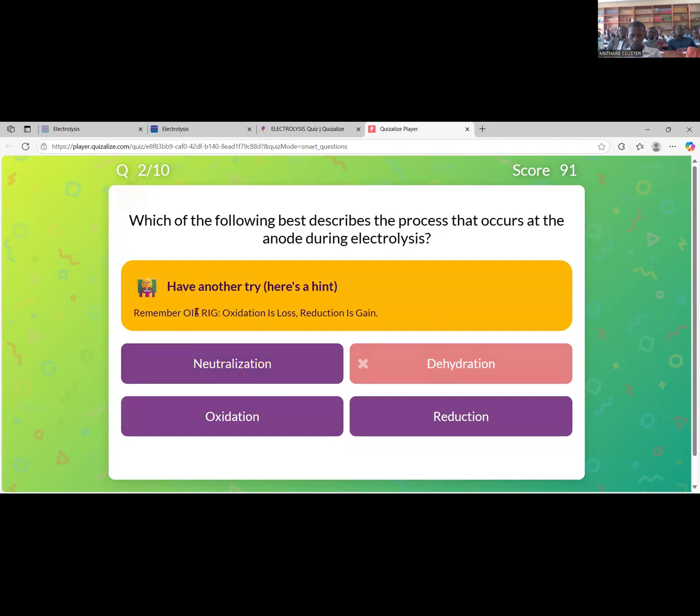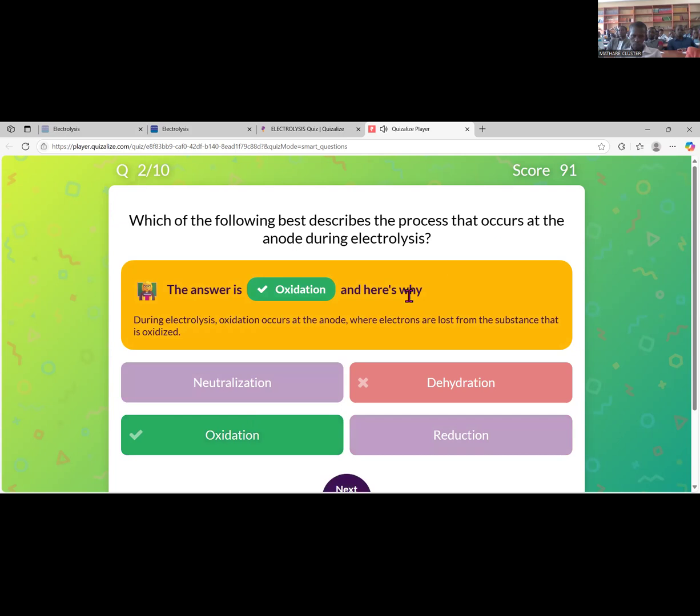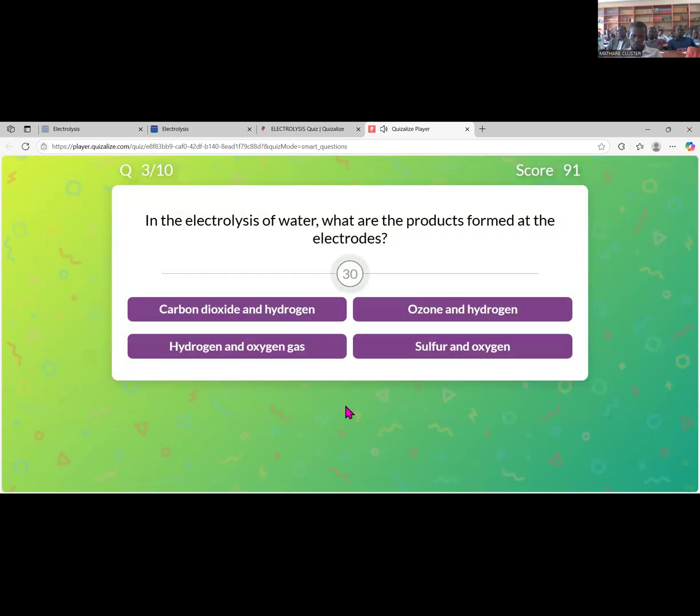Have another go. OIL RIG, oxidation is what happens at the anode? Cation is positive, cats go together. Anode must be positive. So how about this? That's it. Okay. So I can run this in a lesson.